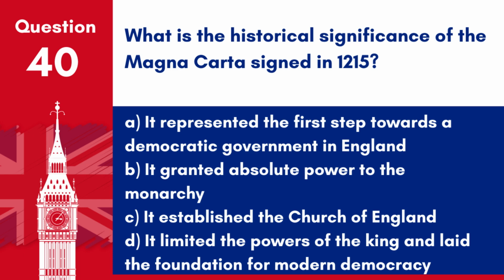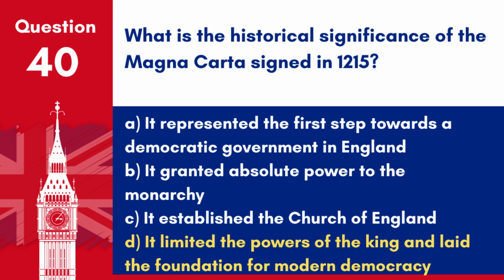A. It represented the first step towards a democratic government in England. B. It granted absolute power to the monarchy. C. It established the Church of England. D. It limited the powers of the king and laid the foundation for modern democracy.